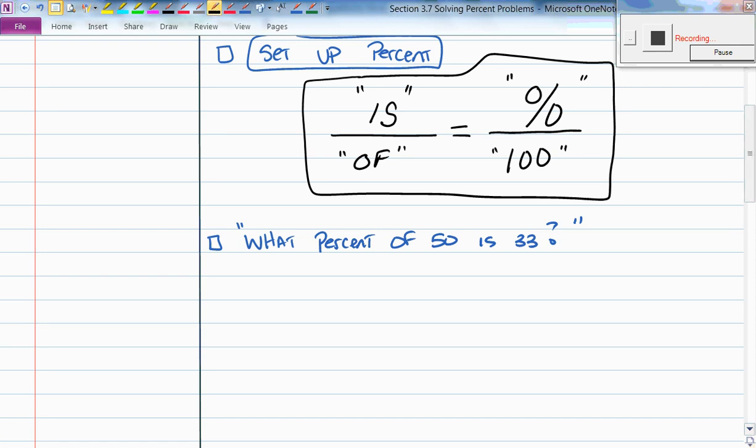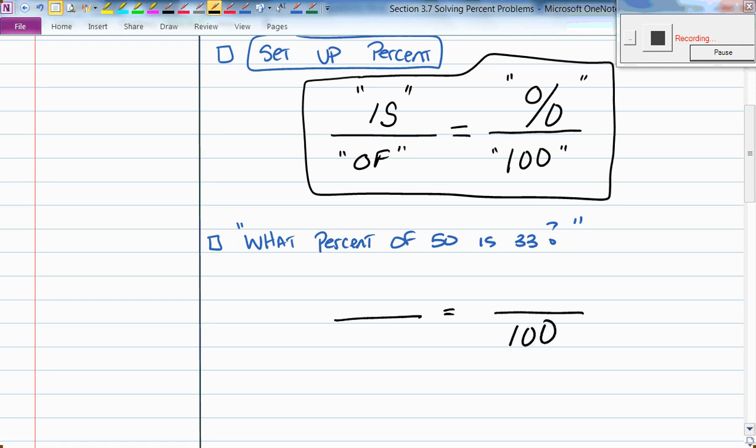So here we go. Let's try this again. It says what percent of 50 is 33? Okay. Where does the 100 go? We'll start with the easiest one. If I'm going to set the proportion, where does the 100 go, Dalton? Bottom right. He's absolutely correct.